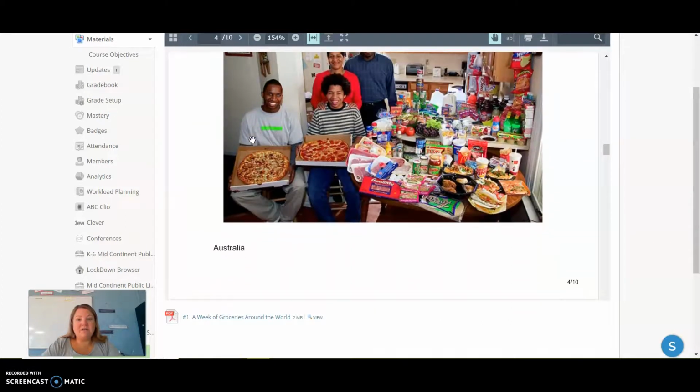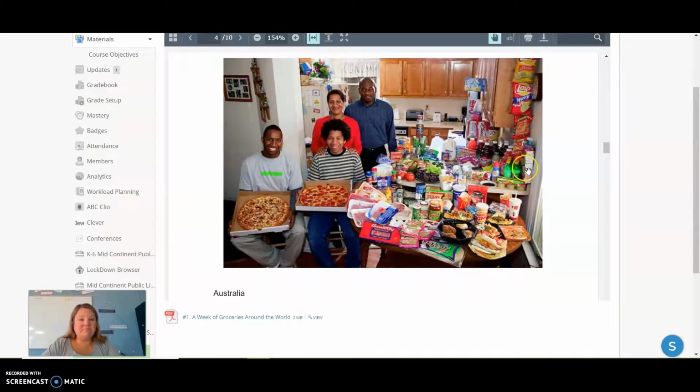This one is Australia. Take a look at the items in Australia and draw some conclusions. Again, 350 words is not that long. You're just picking 2 cultures and writing up your thoughts and what conclusions can you draw.